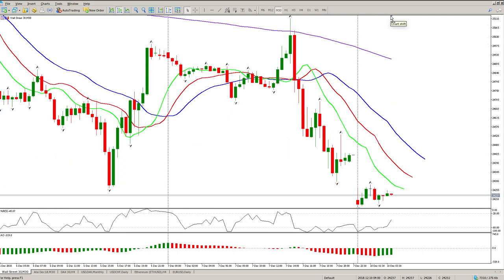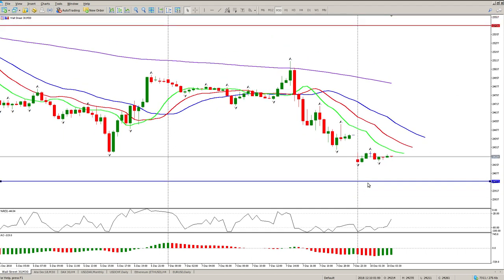Okay, well, if I look at this, the way that I would be playing this today is trying not to bottom pick, because this could still squirt down. But this level here is logical, and it's a round number. So 24,000 is an area that I'll be looking to get in long. Keep a really tight stop, and see what happens from there.